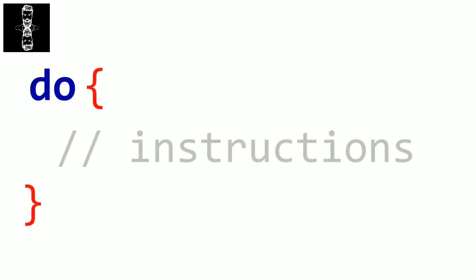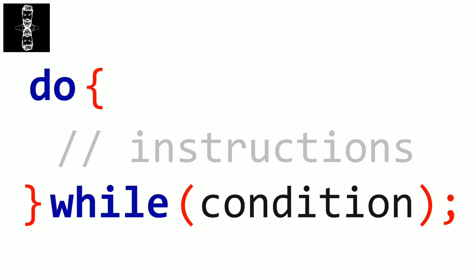Now the syntax. A very basic syntax. We have the keyword do, then followed by curly braces where we will find the instructions inside. It's the body of the loop, and after closing the body we have the keyword while, followed by the condition between parentheses, and then we have the semicolon at the end. Don't forget it, otherwise you will get an error. And as you can see, the condition comes after the instructions.